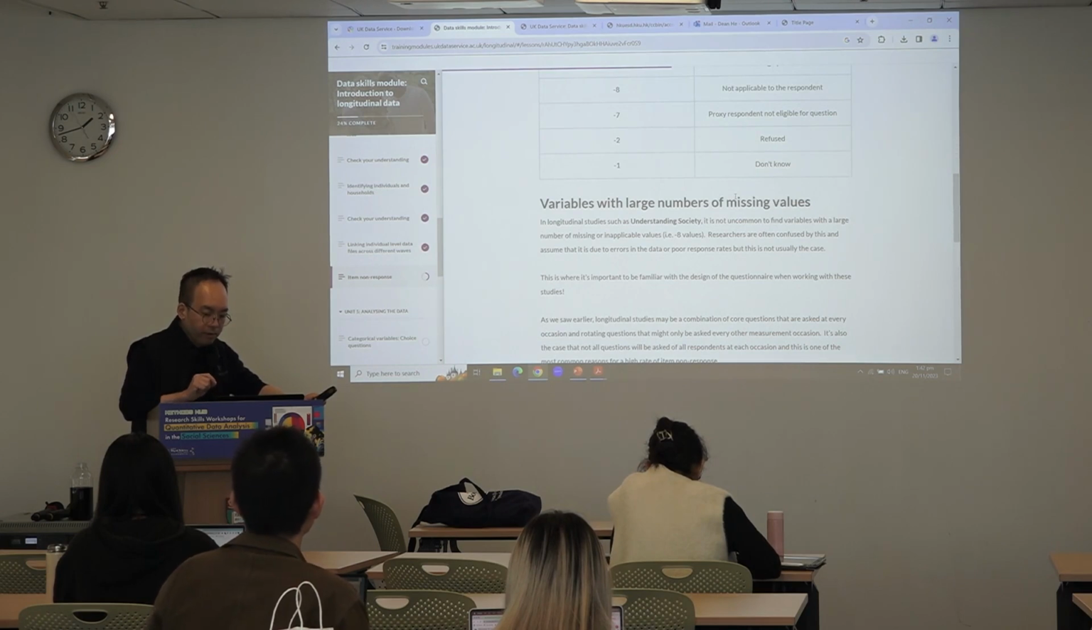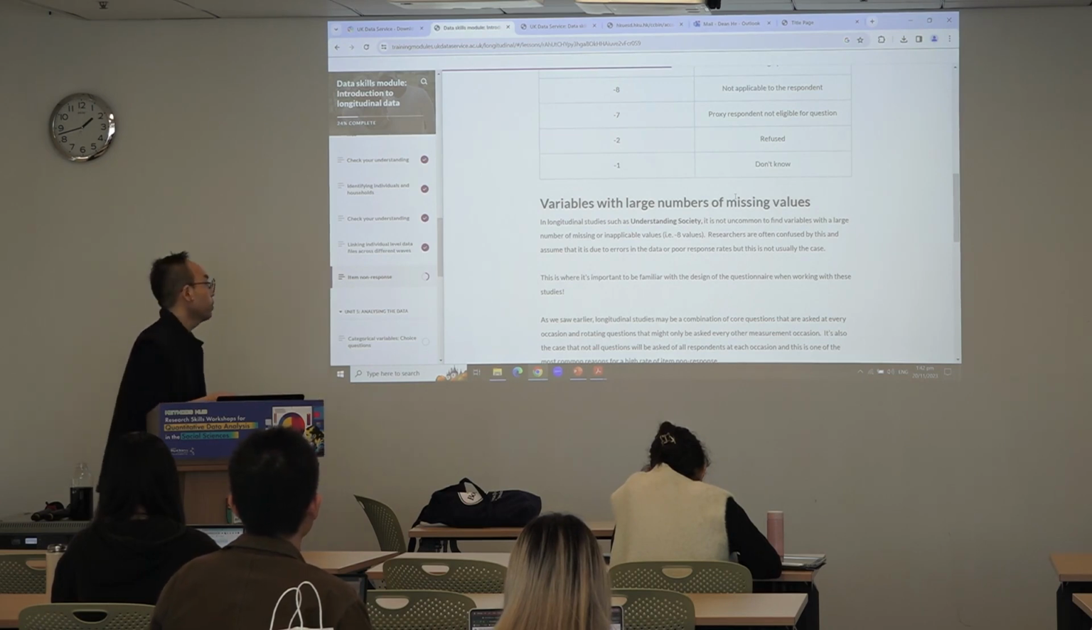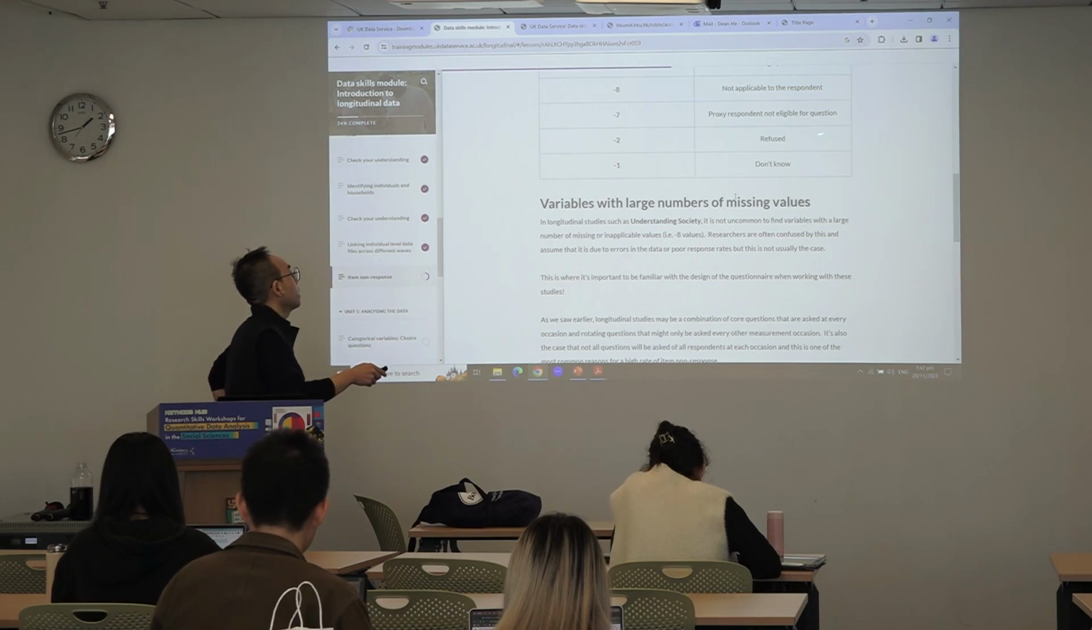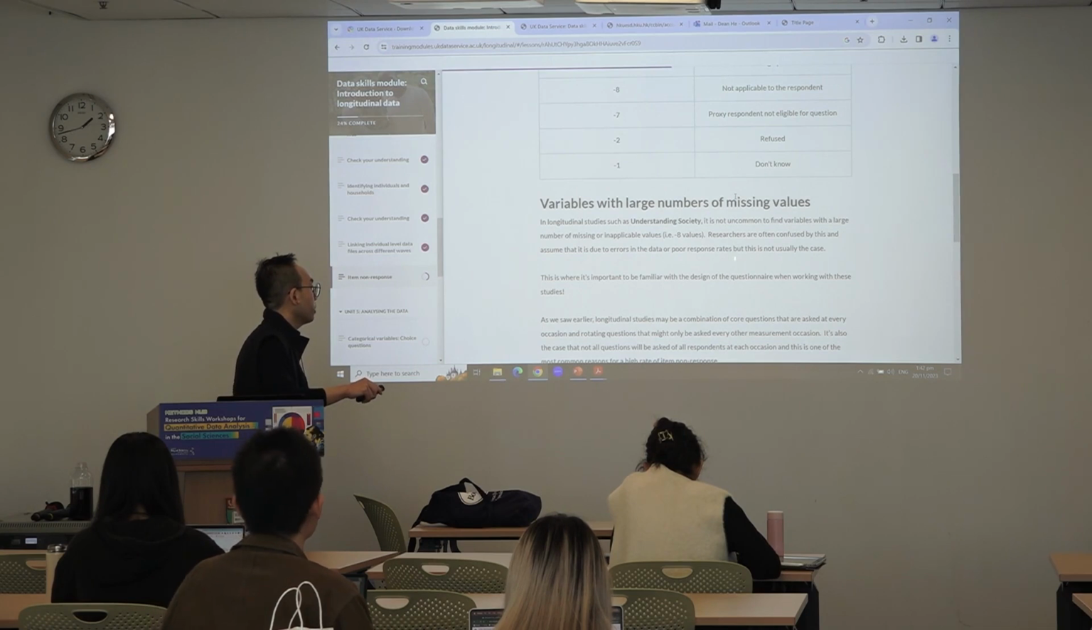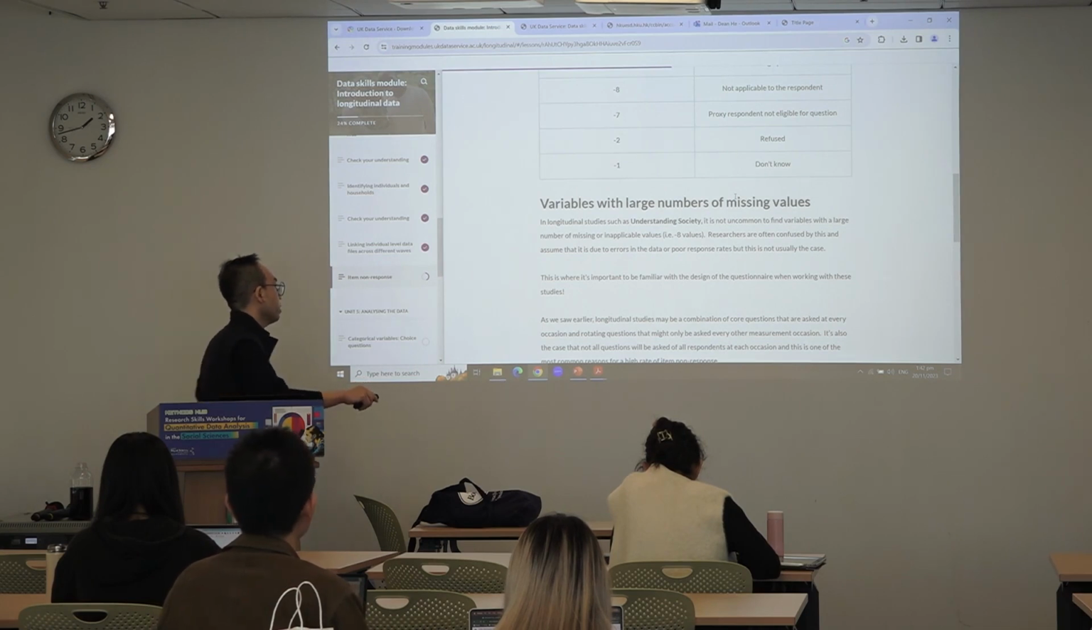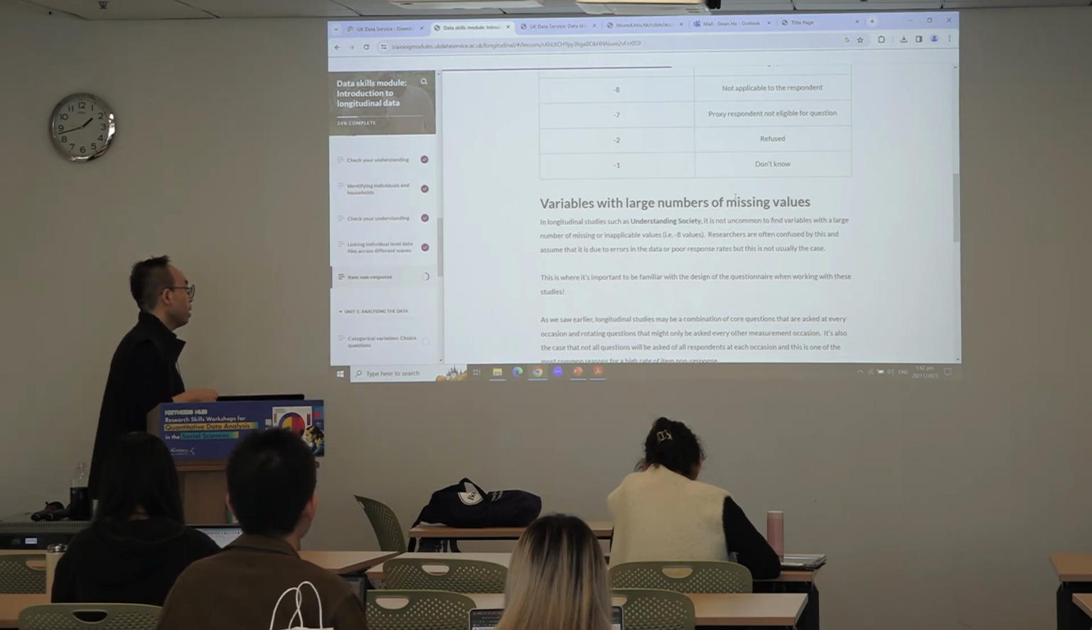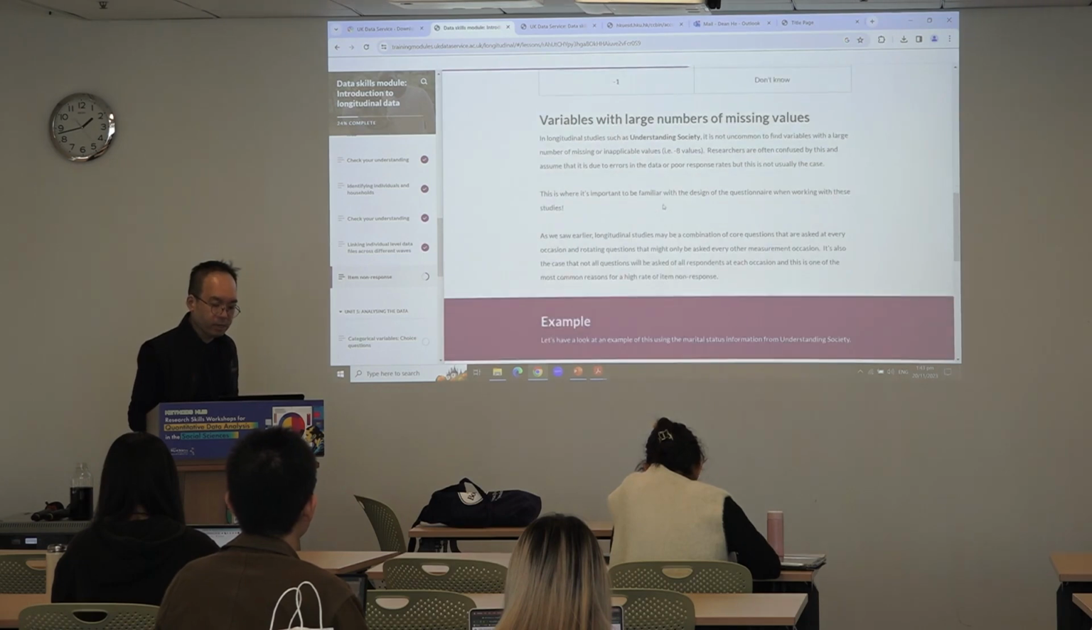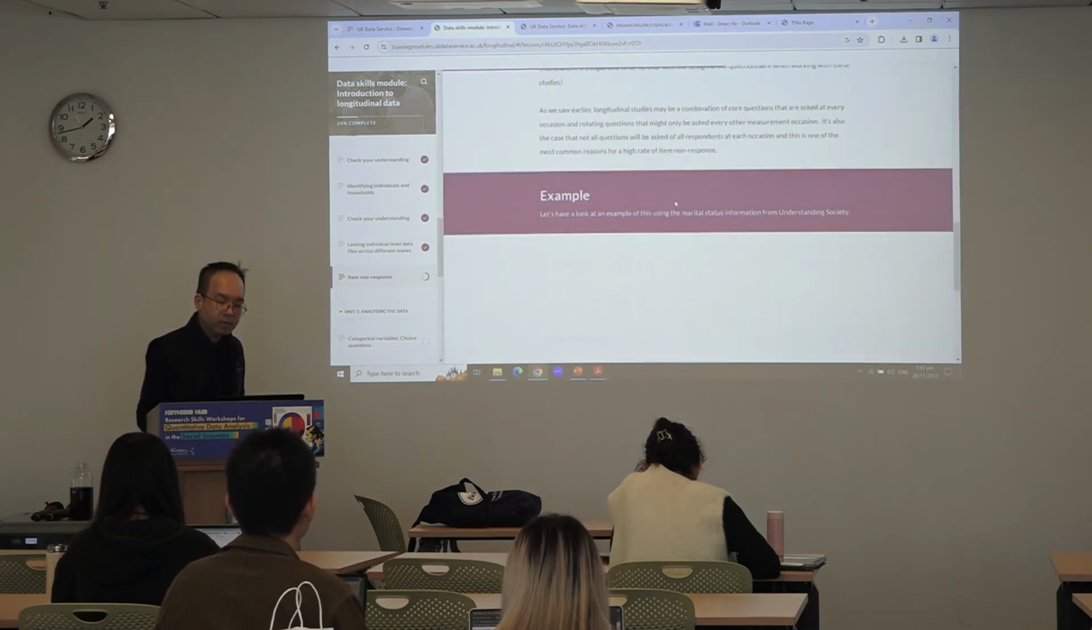So for variables with a large number of missing values, here's what you want to do, okay? If you have a variable with a large number of missing or inapplicable values, let's say not applicable, then you can be confused about it and think it's an error or poor response, but it's not really the case. What's important is that you want to know the design of the questionnaire and also the studies. Let's take a look at this example.